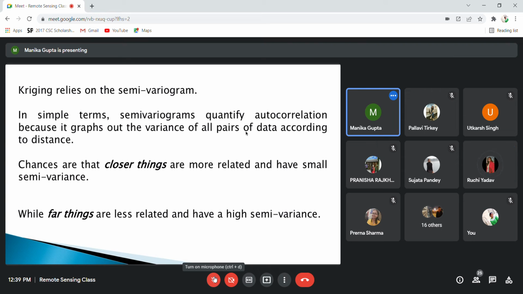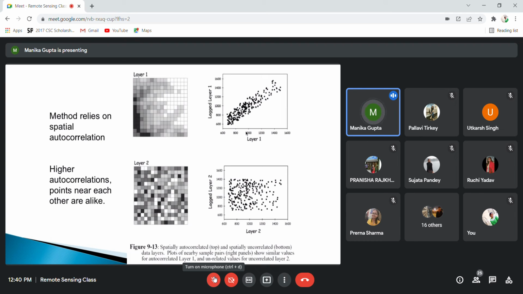Yes, ma'am. So that is your autocorrelation. So we are saying they have small variance or small semi-variance when they are close together. When they are far, there's a high semi-variance. So these graphs which we try to create are called semi-variograms. So this is the autocorrelation which I am saying.